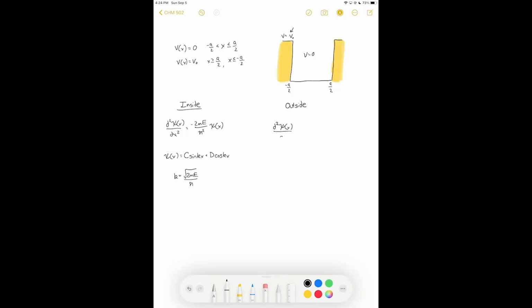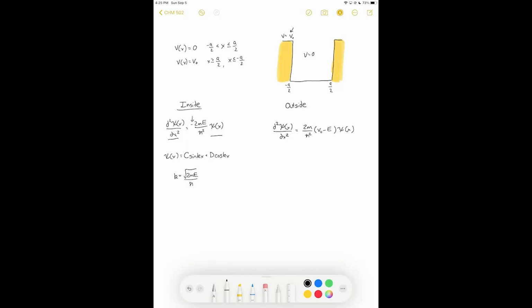We end up with two derivatives with respect to x is equal to 2m over h bar squared, and now we have V naught minus E times the wave function. So there was some math manipulating of the Schrodinger equation to get it in this state, and I think that's well within your means to do. Now, what is the solution to this? Well, before, we needed to take two derivatives of our function to return our function multiplied by a negative constant. In this case, what are we doing?